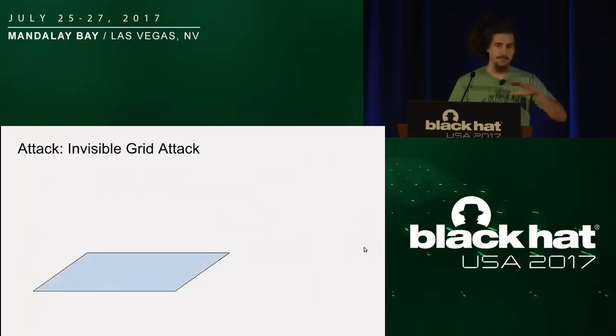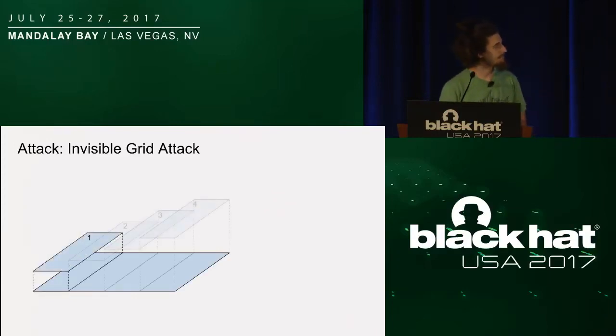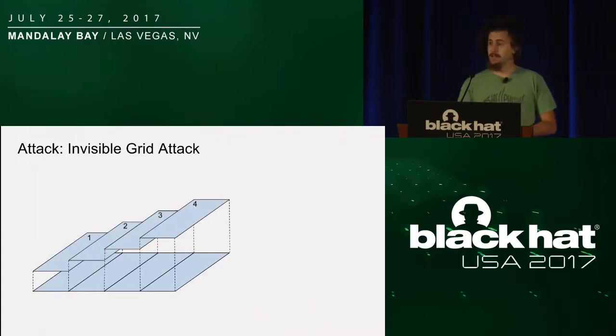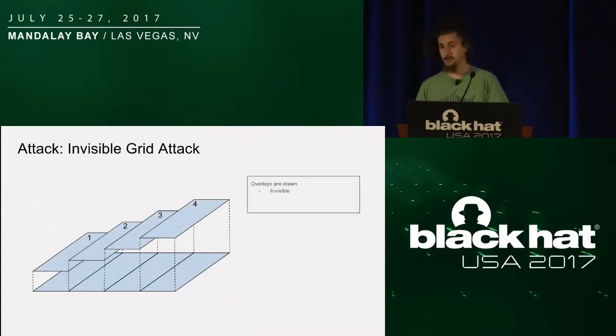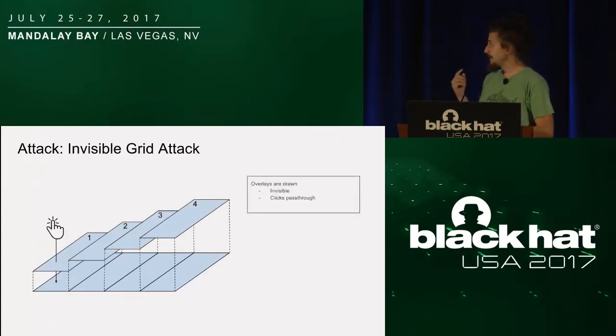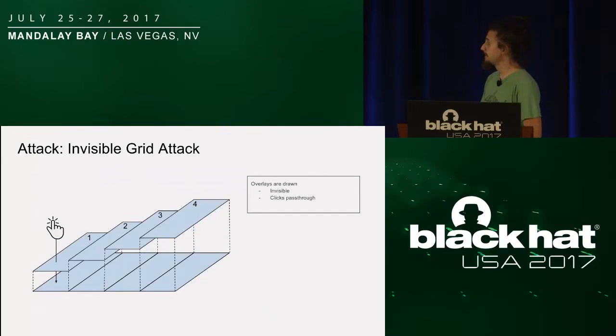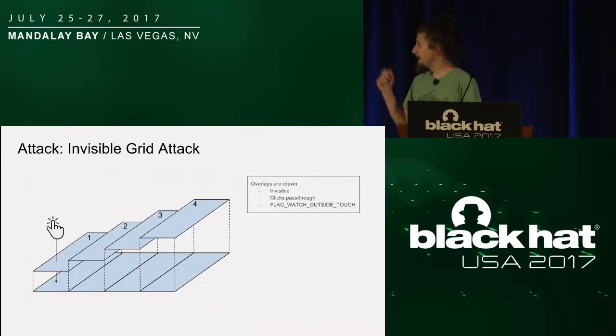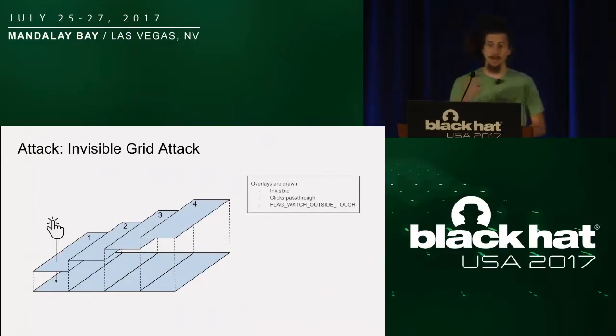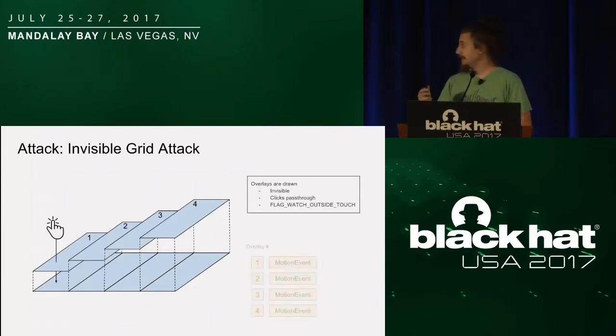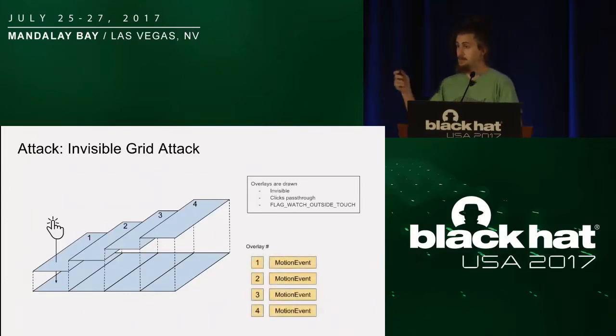This represents a phone that is laid down. So now the attacker can create overlays like this. These overlays are drawn invisible, so the user doesn't see them. The clicks are passed through, so the user is interacting with the phone and doesn't see that there is something on top, because everything works as expected. And we create them with this flag, watch outside touch, which means that wherever the user clicks, each of these overlays is going to receive a different motion event.